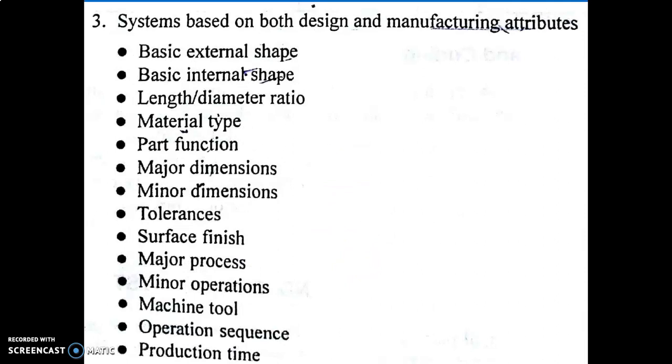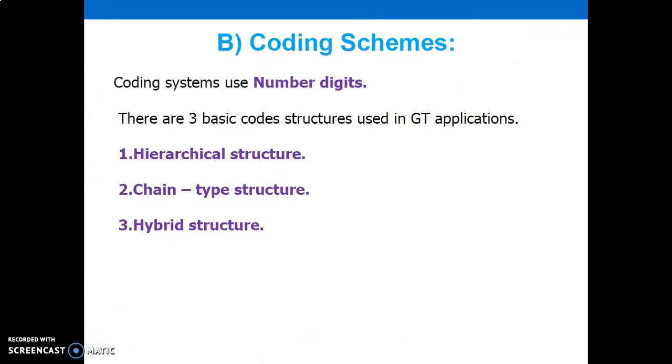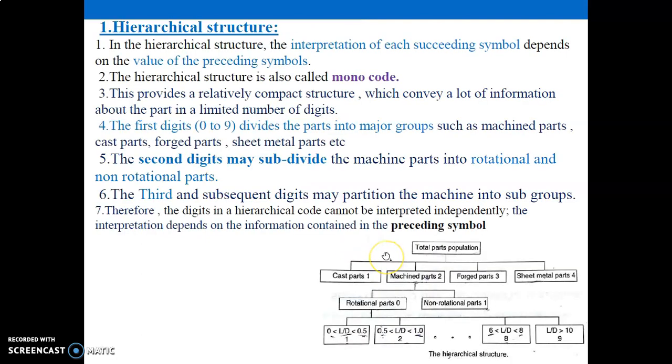The system based on both design and manufacturing attributes: so we have combined both of the slides together. Coding scheme: now this is a very important thing. Coding systems use numeric digits. There are three basic code structures used in GT applications: hierarchical structure, chain type structure, and hybrid structure. So these three are used in coding systems.